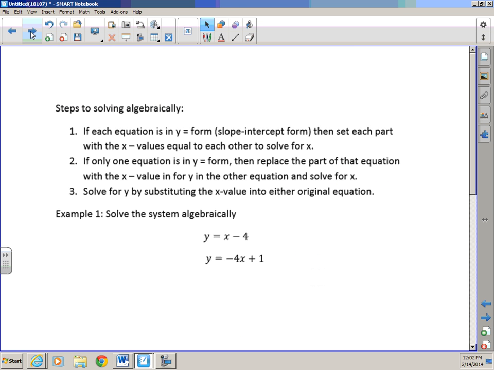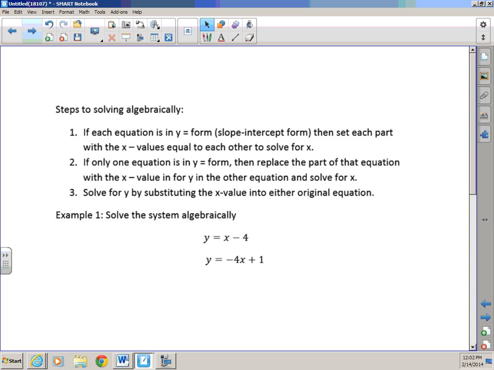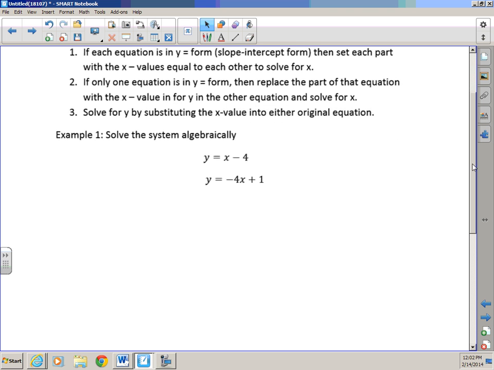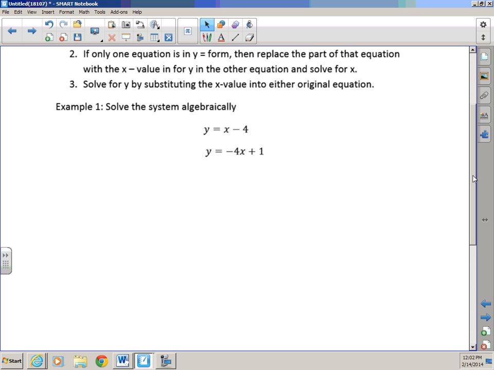Now, a second method to do this is algebraically, okay? And we can use two methods. One method is what's called substitution. The other method is elimination. But we're just going to deal with substitution, all right? So if you look at this, y equals x minus 4 and y equals negative 4x plus 1. Well, if y equals both of those statements, I can set each statement equal to each other and then solve.